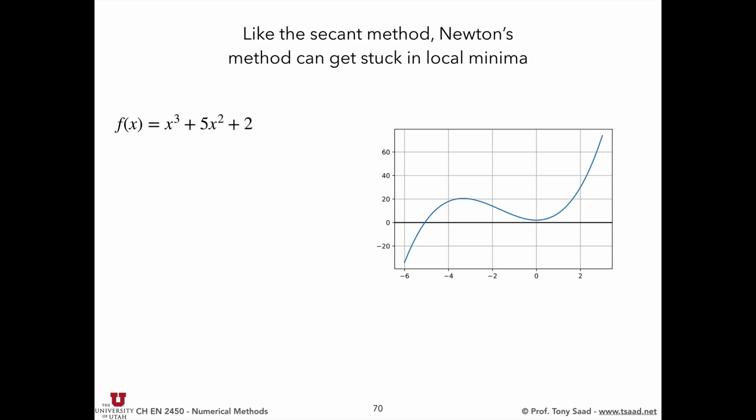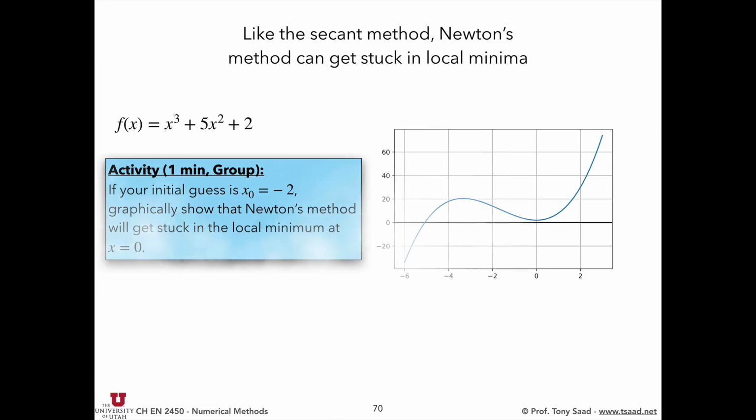It looks like this. Now, I want you to take a minute, and if you start with an initial guess at x equal minus 2, right over here, graphically think about what happens to the prediction of the root if we apply Newton's method. In other words, take this initial guess, draw the derivative line, intersect with the x-axis, get the new guess, and then draw another derivative, and do it a few times, and try to predict what happens over here. Take a minute, pause the video.